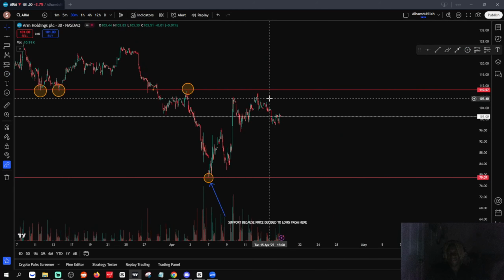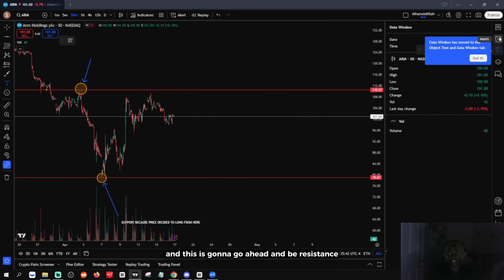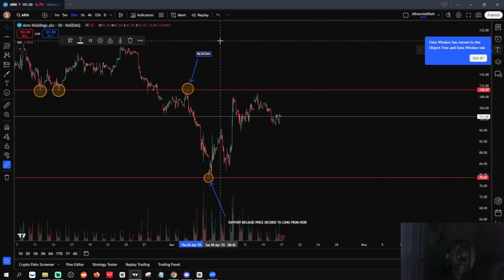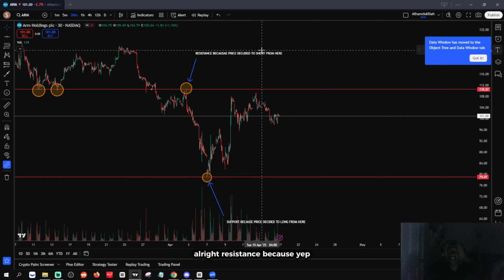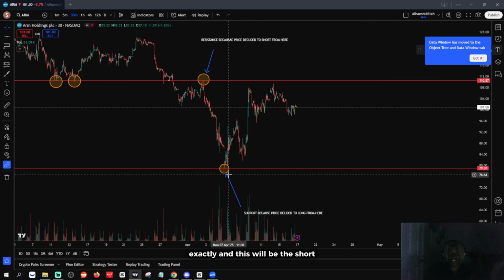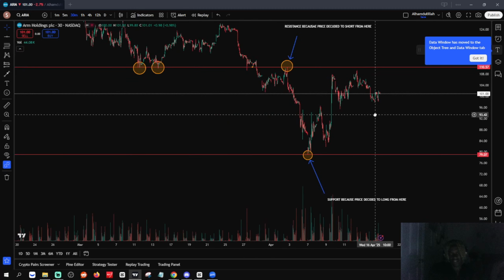And this is going to go ahead and be resistance, because price decided to short from here. Resistance because, yep, exactly. And this would be the short.